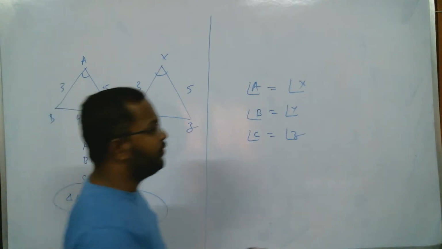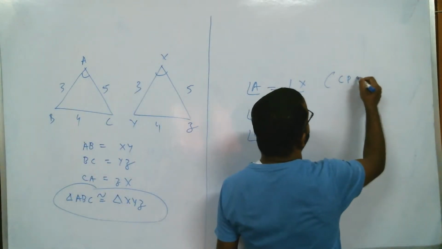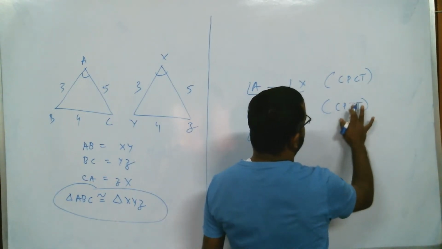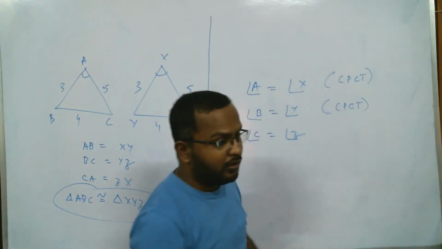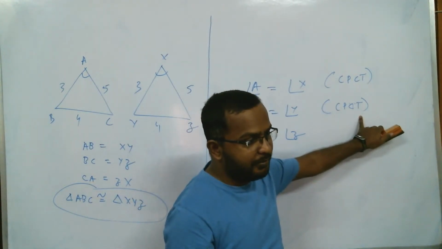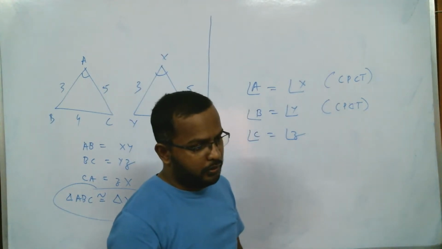So in short, what we are doing is adding CPCT. Here also, why it is true? Because of CPCT. So what is meant by CPCT? Corresponding parts of the congruent triangles. CPCT's definition is this one.